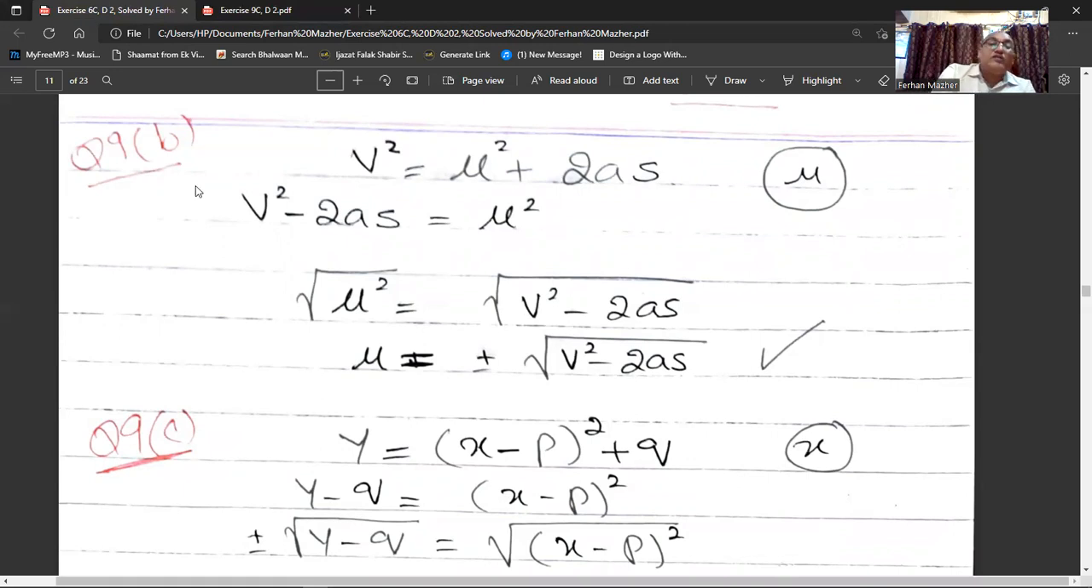So the square root of U squared equals the square root of V squared minus 2AS. This square and the square root will be cancelled. So you will be left with U equals plus or minus the square root of V squared minus 2AS.